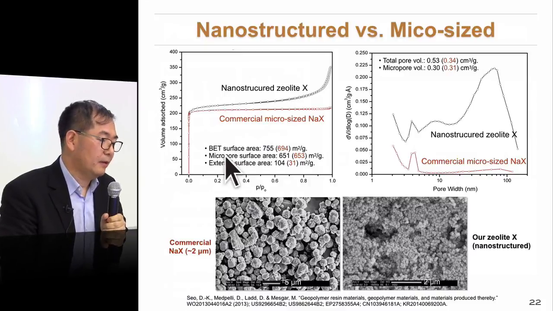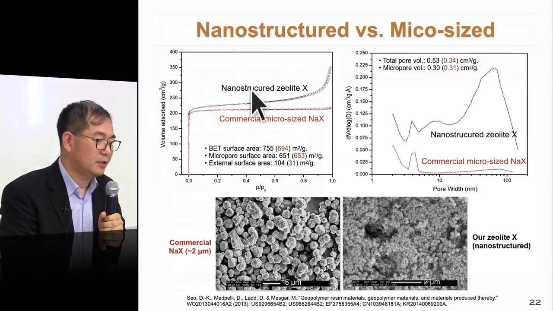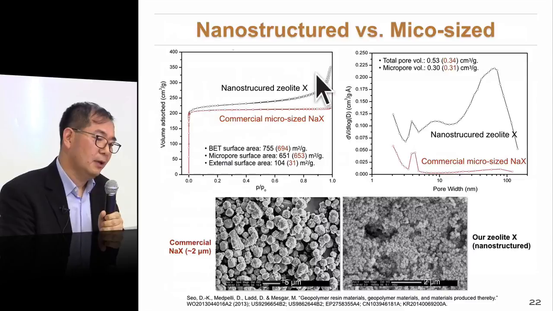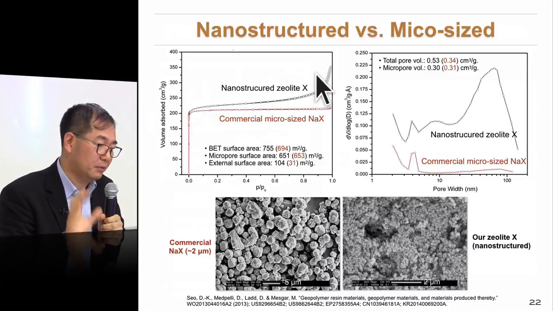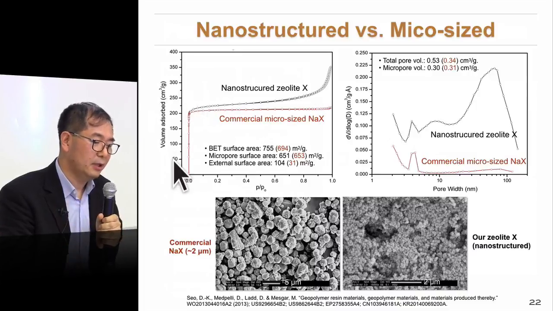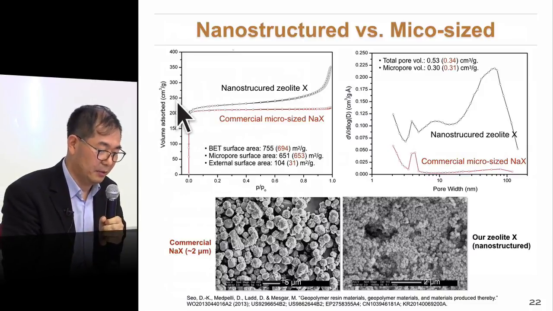This is the gas adsorption isotherm. This is the pore-size distribution. I'm not going to go through the details, but the additional adsorption of nitrogen gas indicates that this material has additional big pores. The initial uptake of nitrogen indicates the presence of micropores. The same amount of uptake for our material and commercial material means the crystallinity is very much comparable.